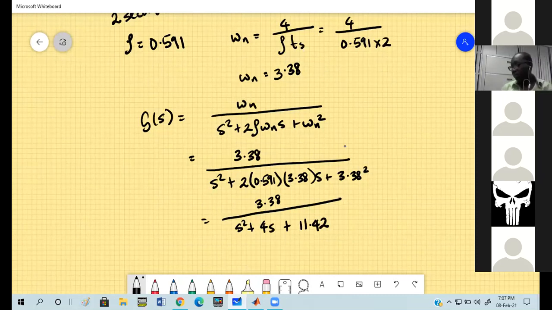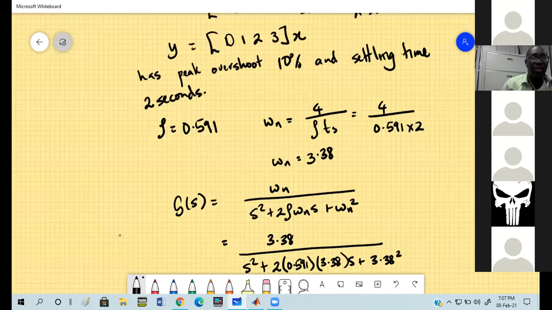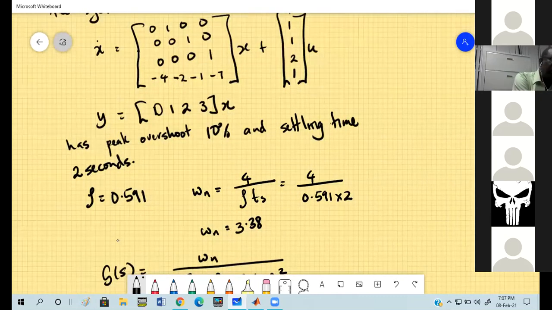All right. So we need to write down that 3.38 over s squared plus 4s plus 11.42. And our original system, we need A and B and C. So minus 4, minus 2, minus 1. We write down that as a 7 or a 1, it doesn't matter to me. Write it down as minus 7. And then 1, 1, 2, 1. And then 0, 1, 2, 3.